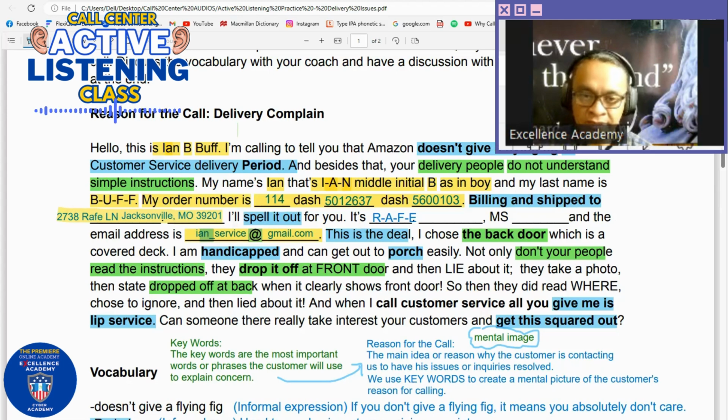Okay, perfect. So there you go. So you cannot have 100% listening because you would have to do all of this to have 100% listening. But you can listen to the keywords to understand the reason for the call.